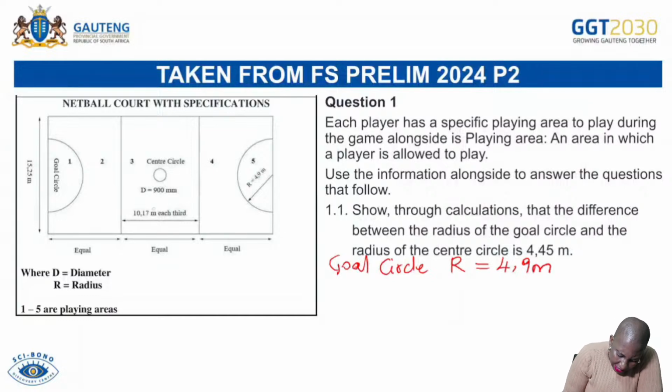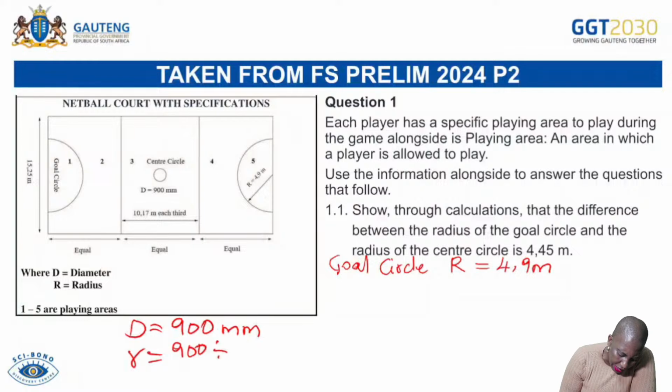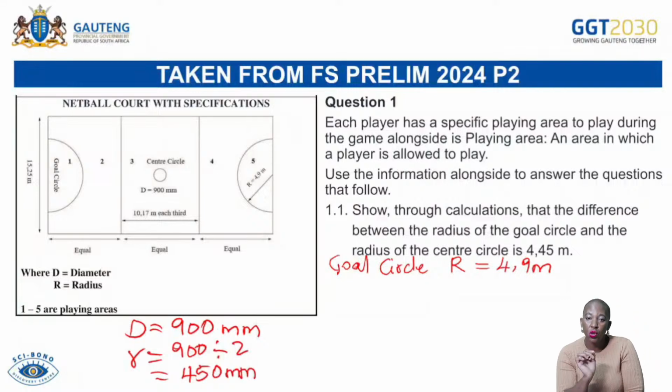But for the center circle, I'm going to do the calculation here. For the center circle, we don't have the radius. We are given the diameter. We are told that the diameter is equals to what? 900 millimeters. And remember, we said for us to get the radius, we have to divide the diameter by 2. Then for us to get the radius, we say it will be 900. We divide it by what? By 2. Then our radius will be 450 millimeters.